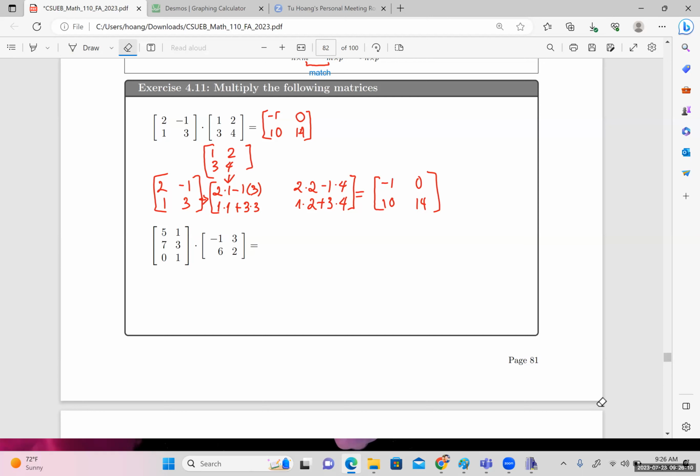And I would like to let you try the last one by yourself. So the answer key is going to be 1, 17, 11, 27, 6, 2, right? Keep in mind that this one is 3 by 2. This one is 2 by 2. So then the last one will be 3 by 2.